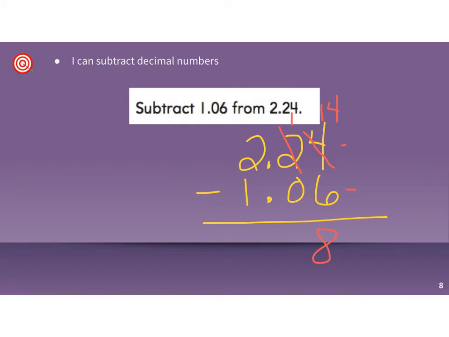1 minus 0 is 1. Bring down that decimal point, and then 2 minus 1 is 1. So my answer is 1 and 18/100.